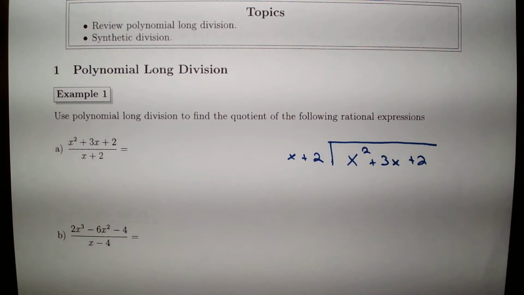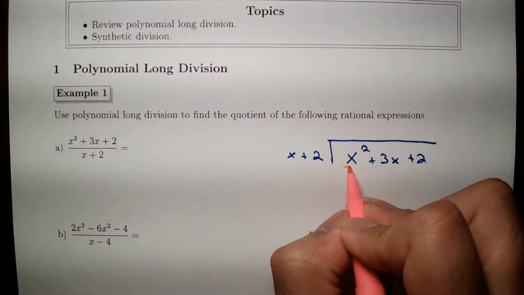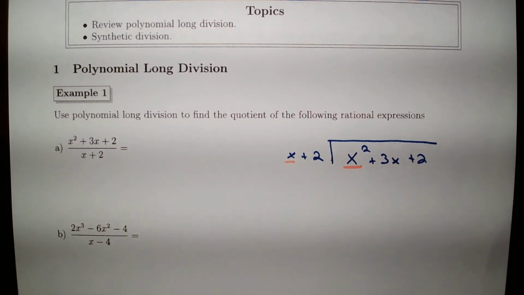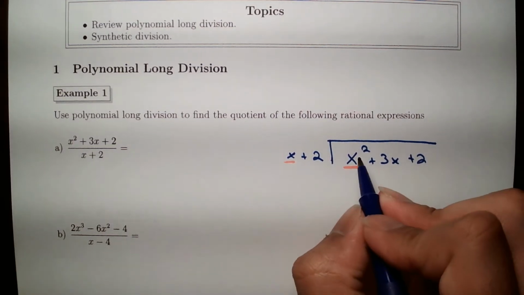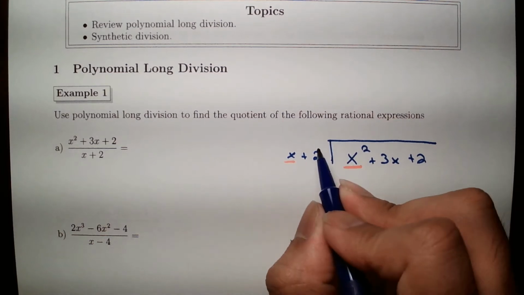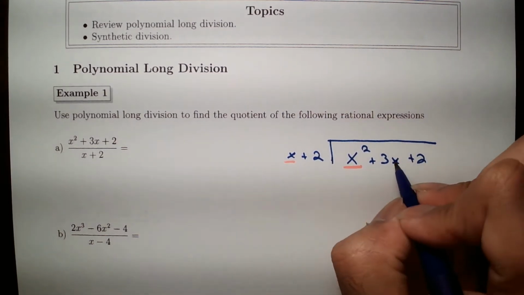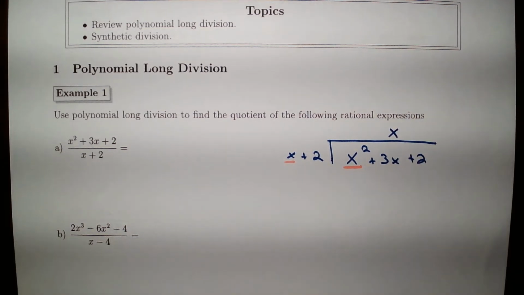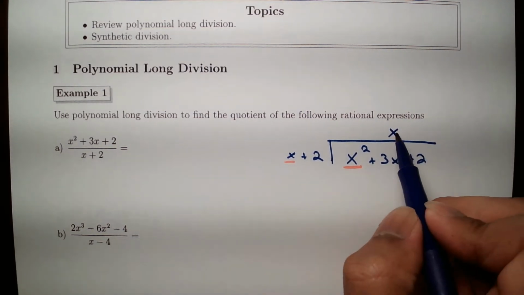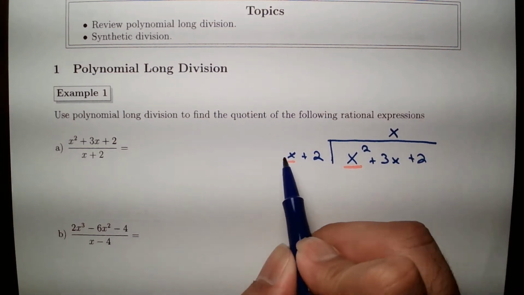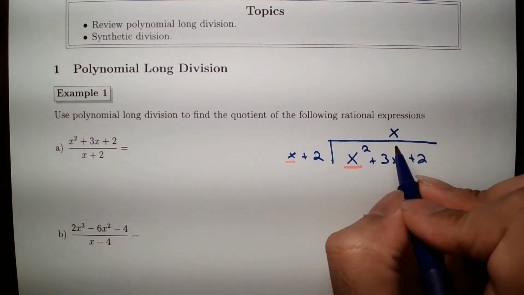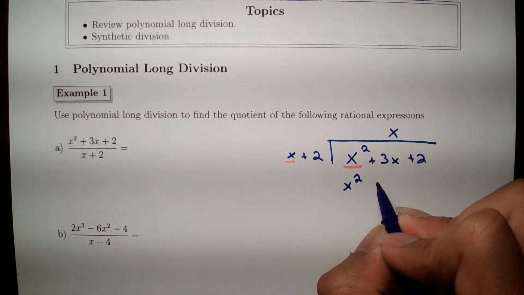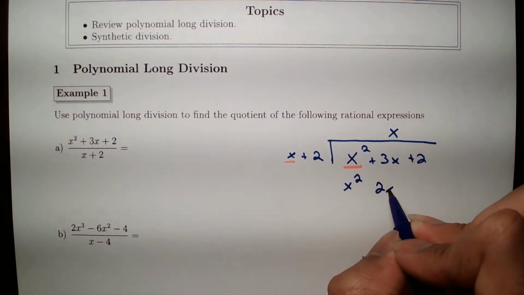Well, the way we start is by dividing the leading term of the dividend by the leading term of the divisor. That is, we divide x squared by x, and when we do that we get x. So we're going to put it on top of the x term right here. And then I'm going to multiply x times all the terms that we have here. So x times x, x squared. x times 2, that's 2x. Do not put any signs here.